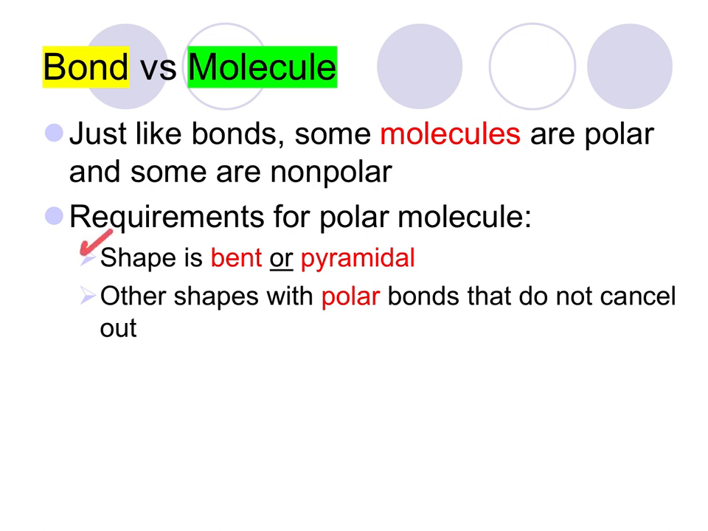First, I always like to look for shape. If it's bent or pyramidal, that is automatically going to make it a polar molecule, and you don't have to do any further investigation with electronegativity. You can if you want to, but you don't have to. And then with the other shapes, you're going to have to use your electronegativity chart and decide, do we have essentially kind of an uneven balance with polar bonds and perhaps maybe a mixture of polar and nonpolar.